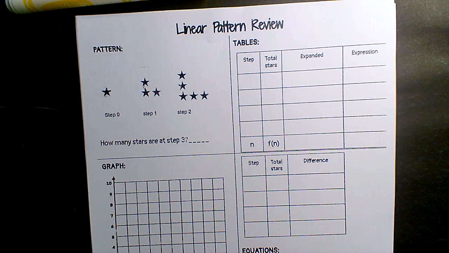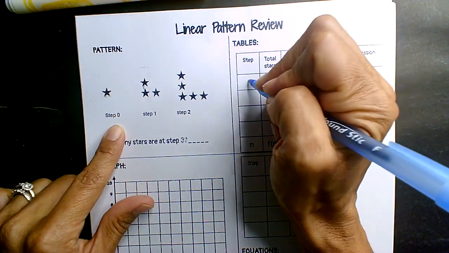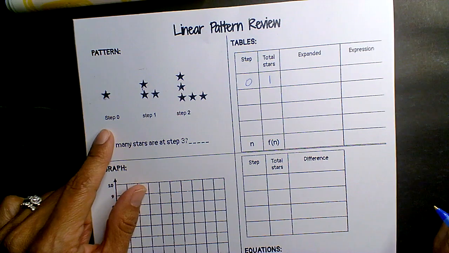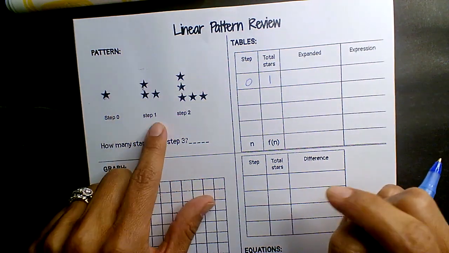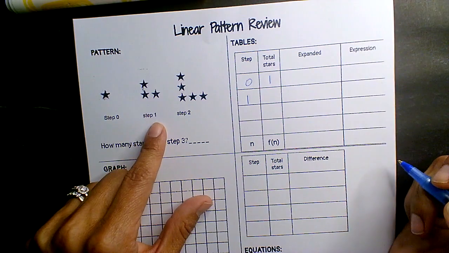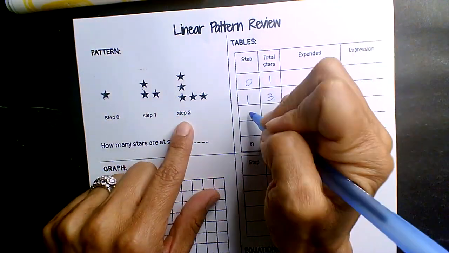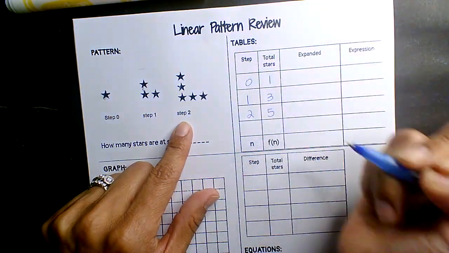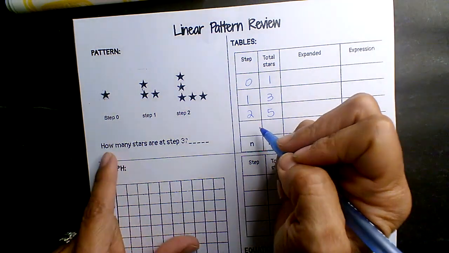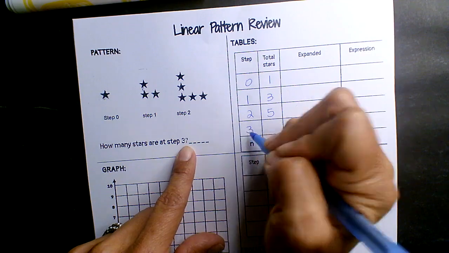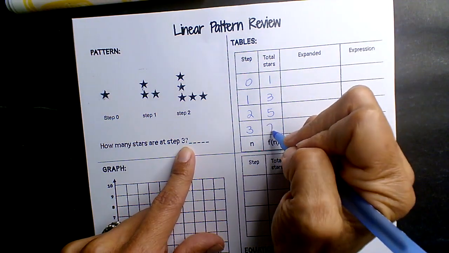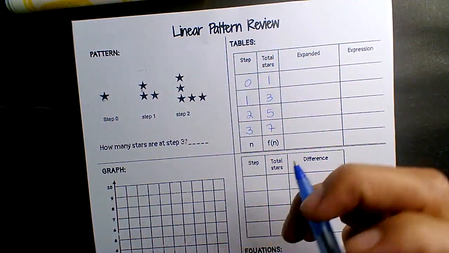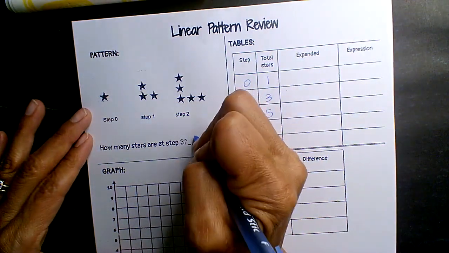Okay, so I'm recording. Step 0, how many stars are there? 1, right? Okay, and we'll finish this part out. For step 1, how many stars? 3. And step 2, how many stars? 5, right? Okay, and then how many stars are in step 3? 7. So it's progressing by 1 vertically, 1 horizontally, right? That's the pattern.